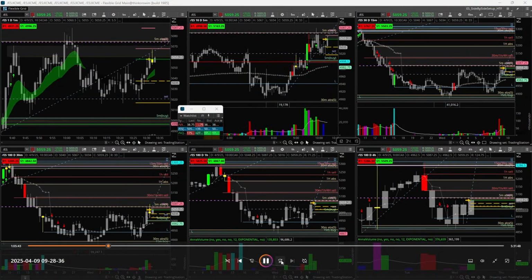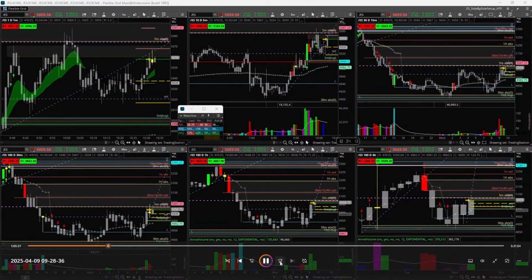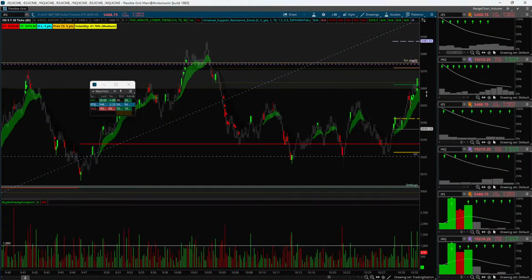So let's jump forward. Now we have that nice absorption candle. And then I lower my stop loss, with an absorption candle, to just the low part of it. So right now it's 1034.